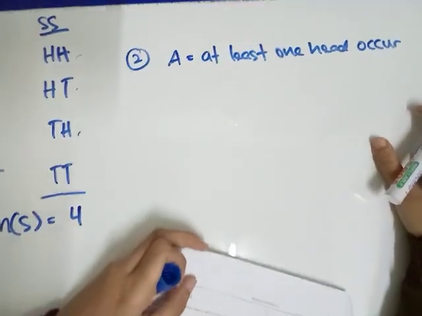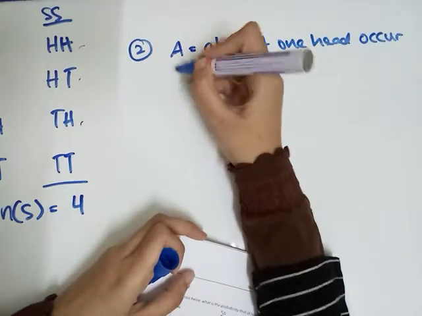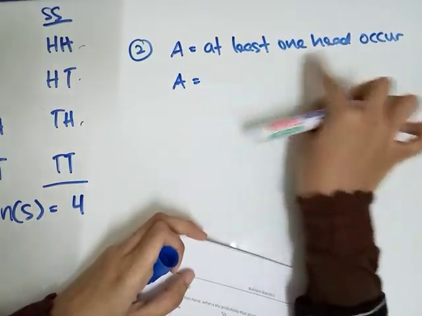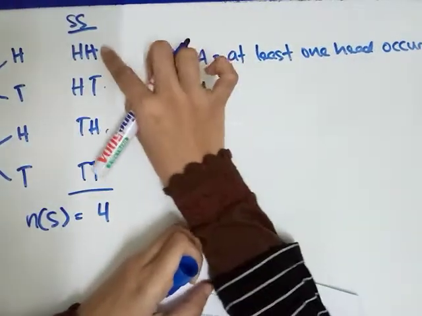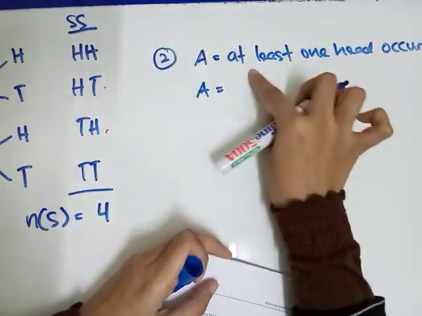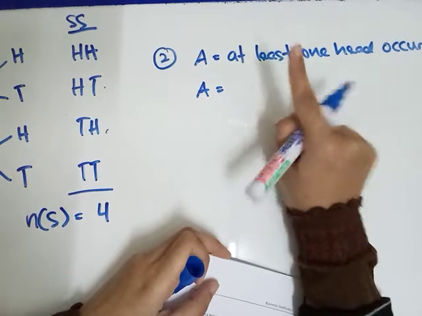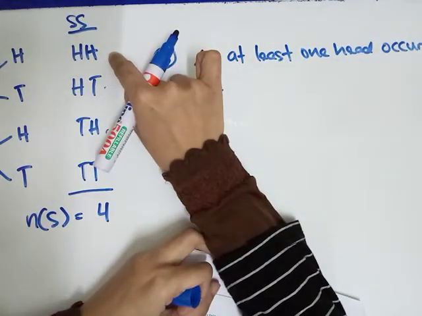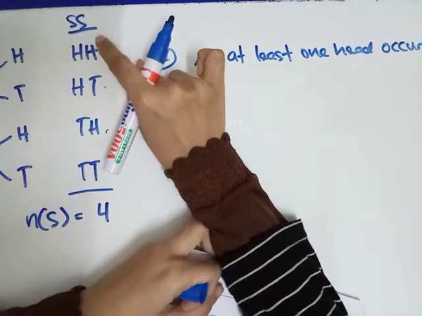Okay, at least one hit occur. So what is the element in set A? Okay, bila soalan minta at least one hit occur, look at the sample space. Walaupun soalan minta at least, sekurang-kurangnya satu hit saja, so kalau kat sini dia ada 2 hit, so it is acceptable.